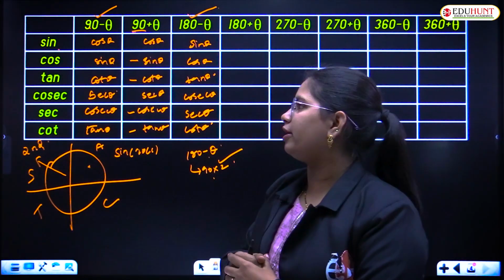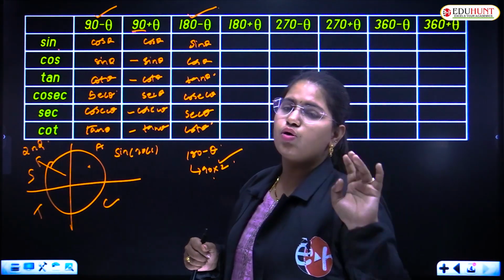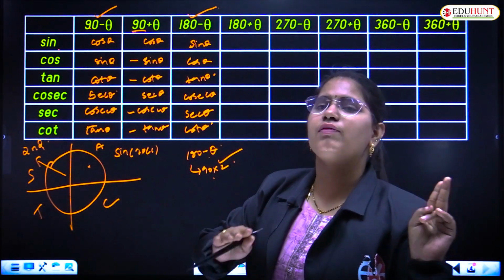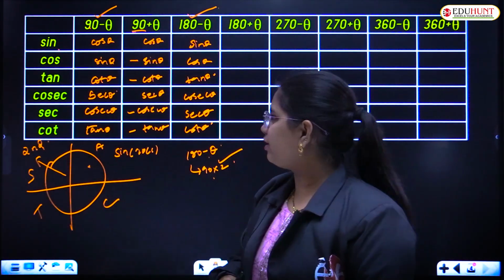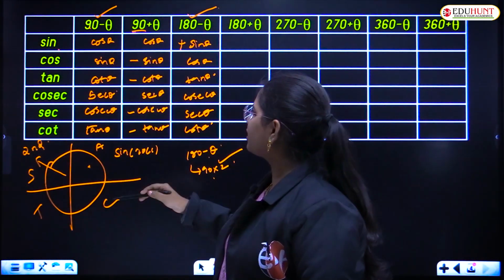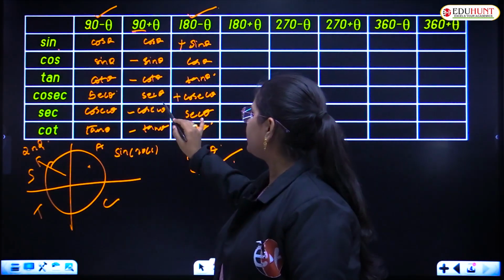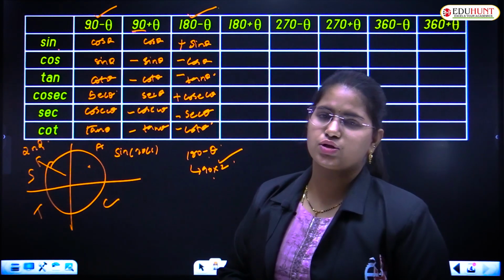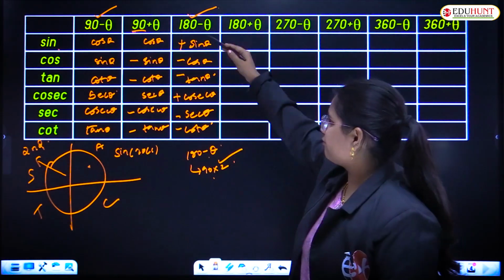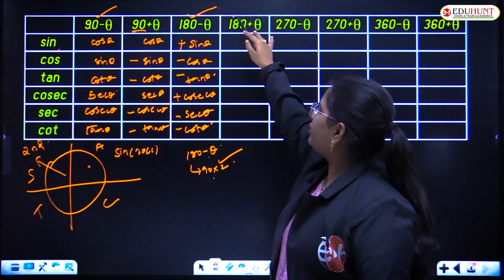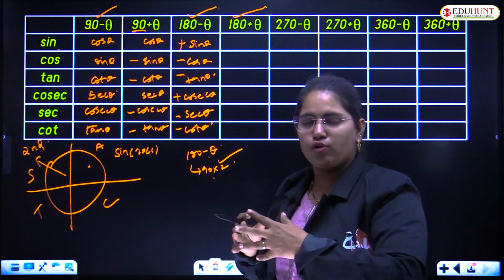In the second quadrant, as I told you just now, only sine and cosec take positive values. The rest of all values will be negative. So sine is positive and cosecant of 180 minus theta is also positive. Rest of all values will become negative. Understood? This is my third column. Similarly, now let's get back to the fourth column.